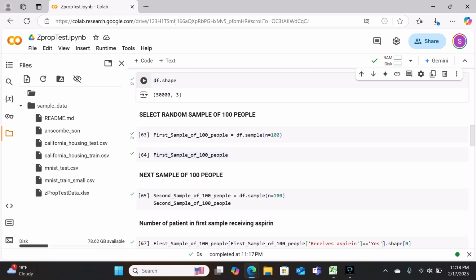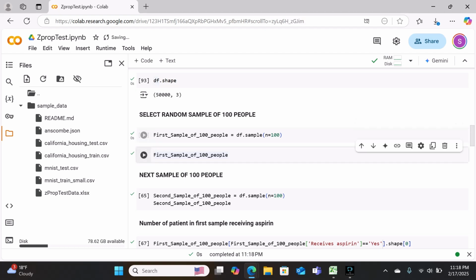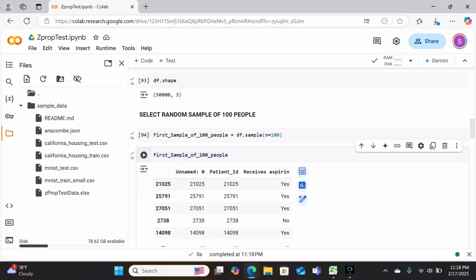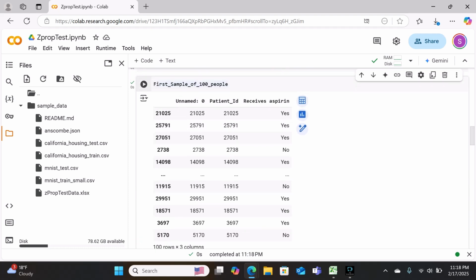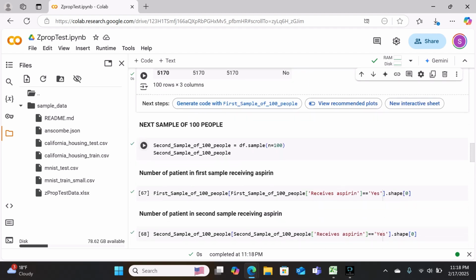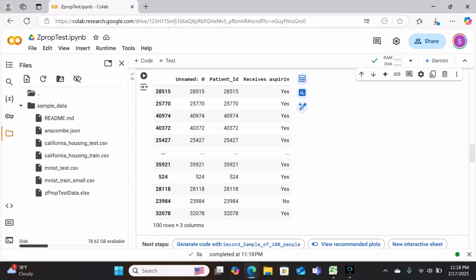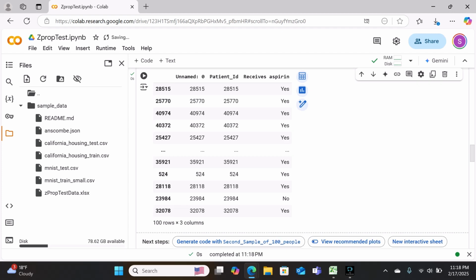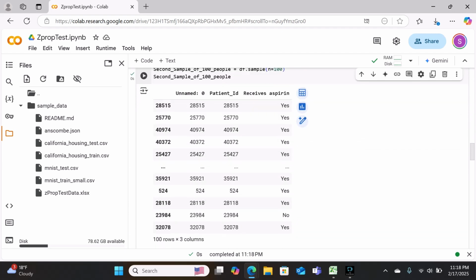Now we will first select a random sample of 100 people from those 50,000 people. This is the first random sample of 100 people. So here we have 100 patients which have been selected randomly. This is our first sample. We can also select a second sample randomly, and this is our second sample, again containing 100 patients. If we look closely, the first random sample is completely different from the second random sample.